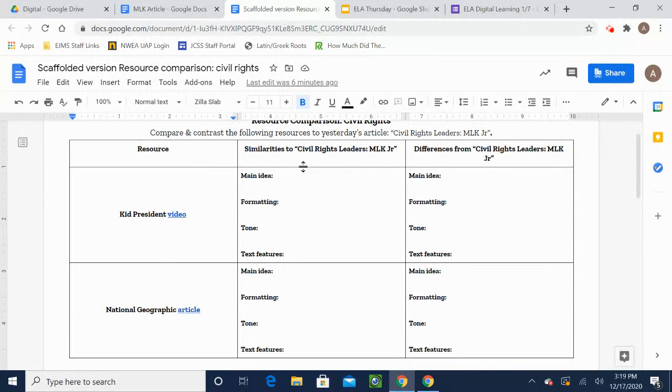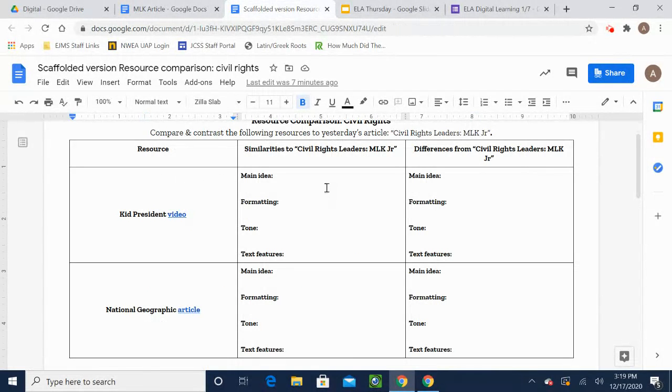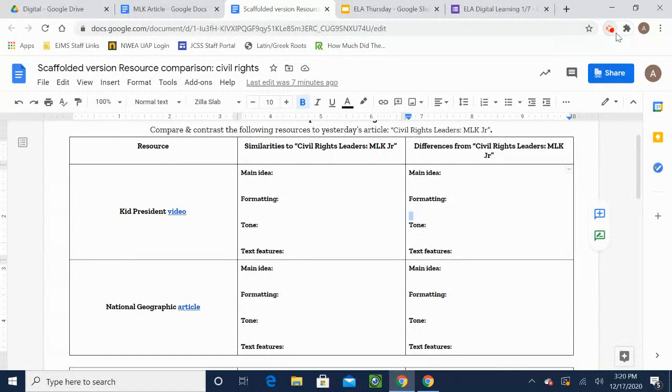What you are going to do is look at these resources and compare them to this article that we've read for the past 2 days. You're telling me the similarities and the differences between the two. You're looking at the main idea, so what we did yesterday was central idea. You're looking at the formatting, so how the information is laid out. You're looking at the tone, and then the text features, those things like headings, subheadings, pictures, all of that stuff. What is the same? What's different about each of these things? Once you finish it, share it with me and Mr. DeHart, and you will be done.